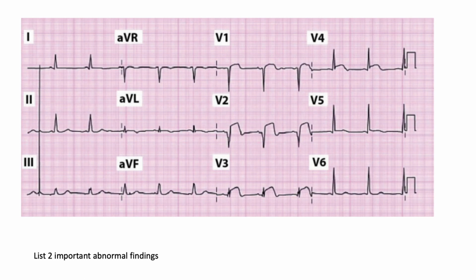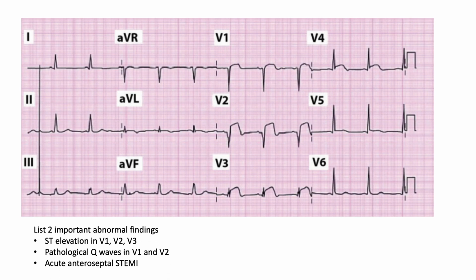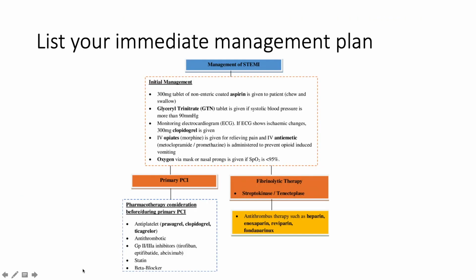And this one, pray tell, two important abnormal findings here is we have ST elevation in V1, V2, and V3, and pathological Q waves. So this patient has Q waves in V1 and V2. So this reflects an acute anteroseptal ST elevation MI.